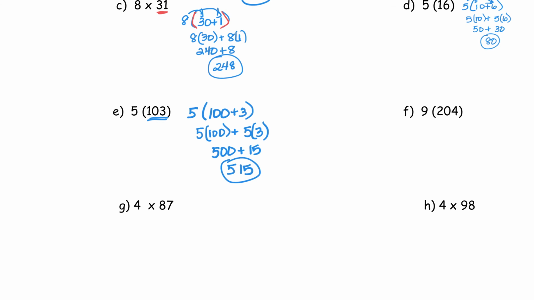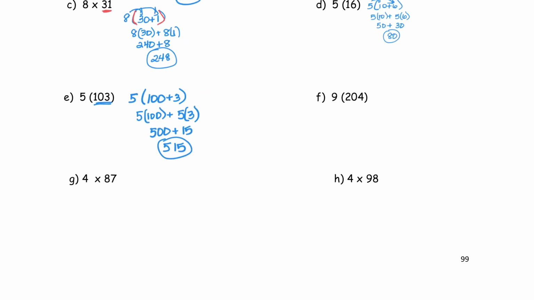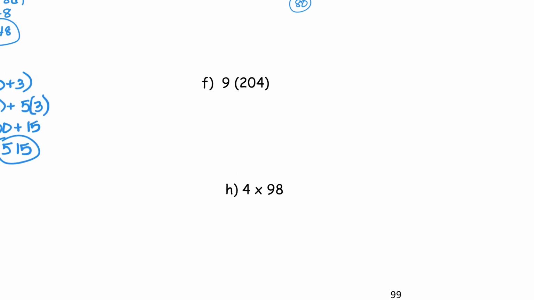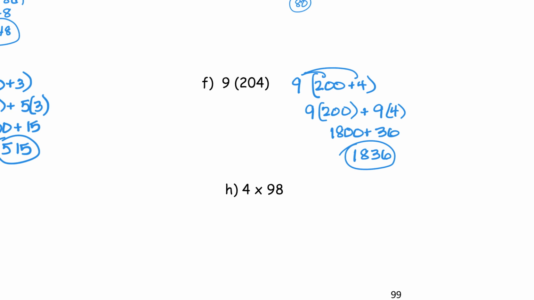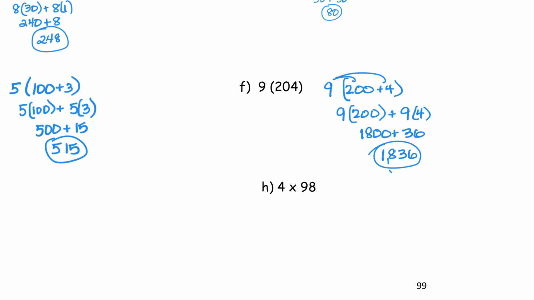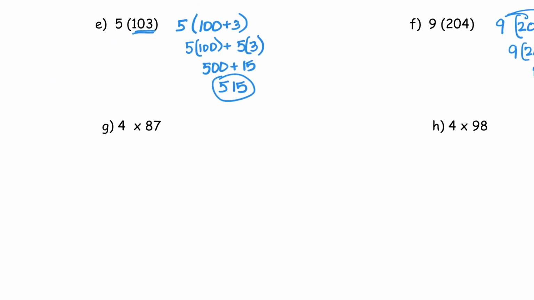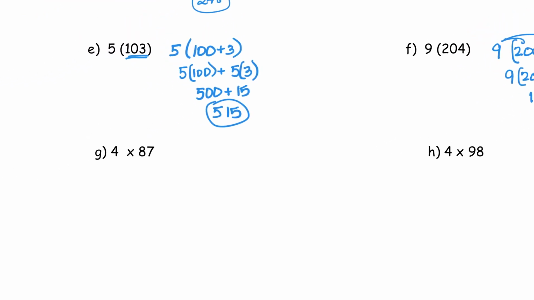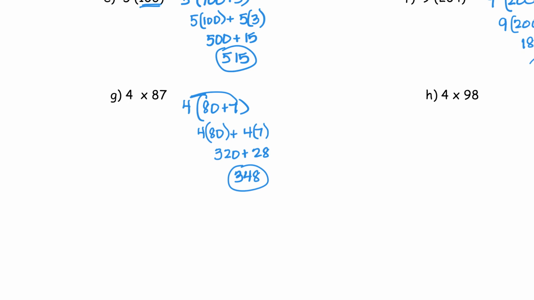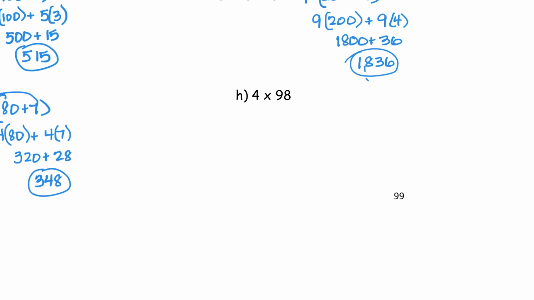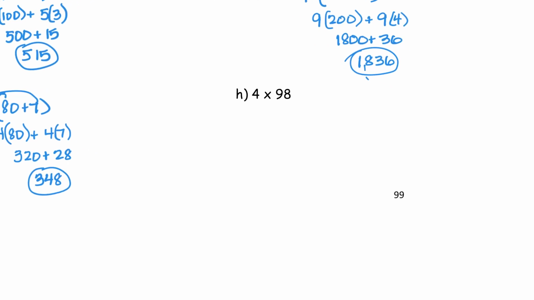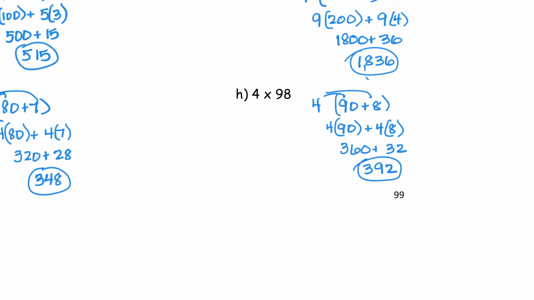Try the remaining 3 on your own. Pause the video. Let's go to letter F. Try this one on your own, and then restart to check it. And the answer to letter F is 1,836. Let's go on and try letters G and H. And there you have the answer to letter G, 348. And last but not least, let's take a final look at letter H. And there you have the answer to letter H, which is 392.